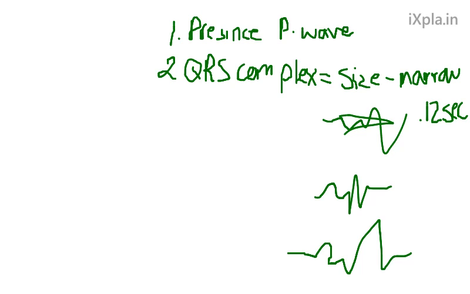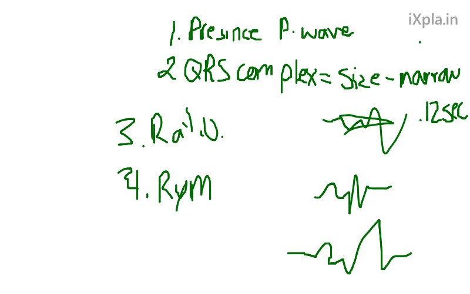Also you want to look at the ratio of P waves to QRS. It should be a 1-to-1 ratio. If the atrium is contracting, the QRS, the ventricles are contracting right after it. And you also want to look at the rhythm, which is the most common and obvious. You look at the rhythm to see if there's an arrhythmia, but you also look at the presence of P waves and the QRS complex.